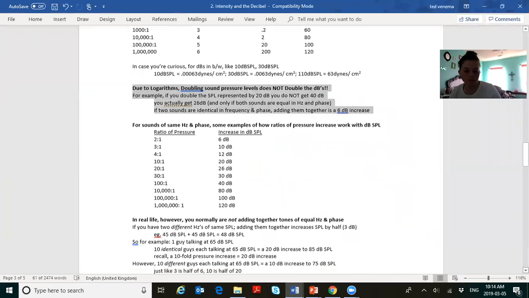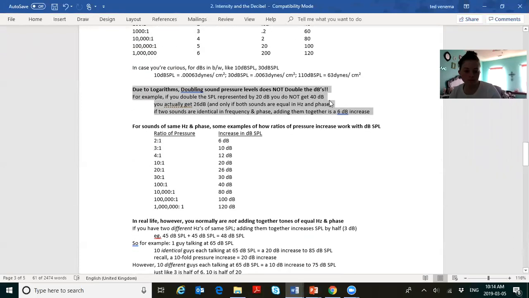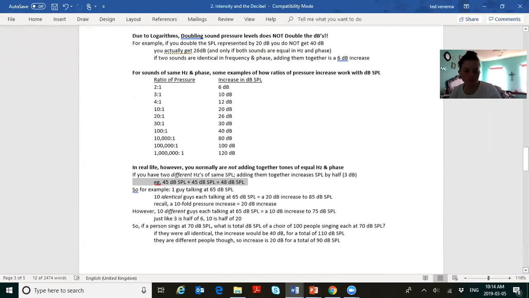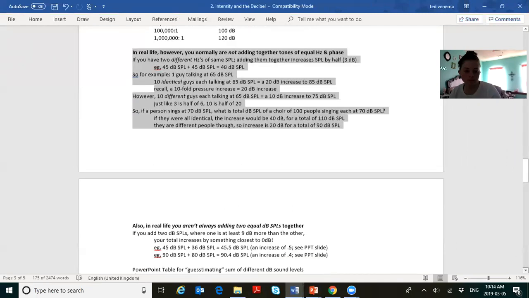So this little section here is very important, and it's talking about all that stuff, whether they're identical or whether they are not identical. In real life, you're normally not adding things together of equal frequency and phase. They will be different. So 45 plus 45 in this case is 48. All right, that's what that whole section is talking about. Put a star by that and make sure you read it carefully.